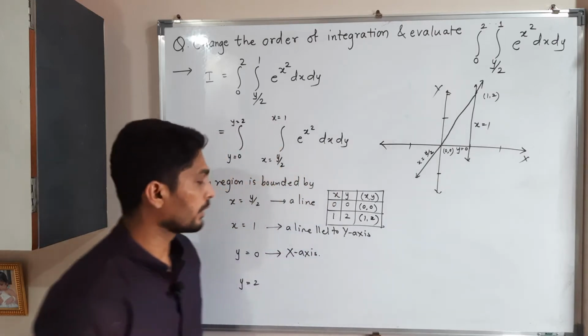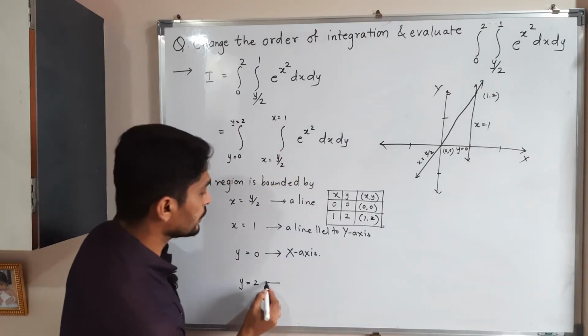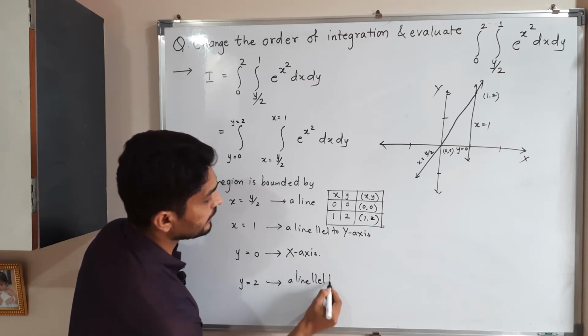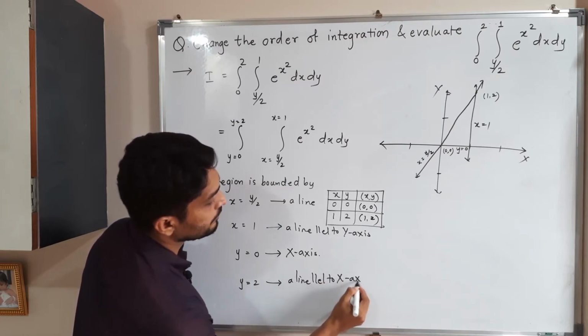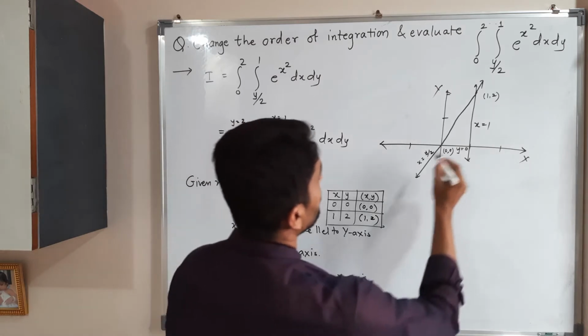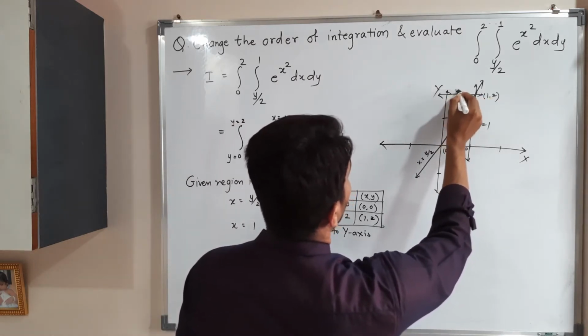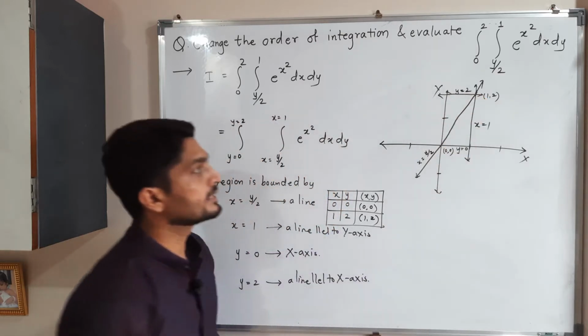Third line also we have got. And the next one, y is equal to 2. So y is equal to 2 is a line parallel to the x-axis, which passes through y is equal to 2. Okay, so all these lines we have got.